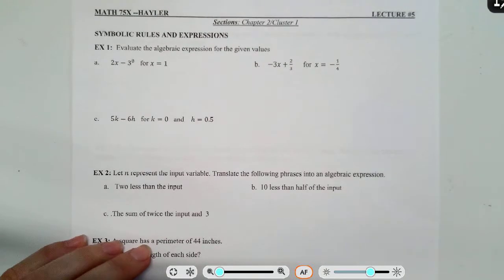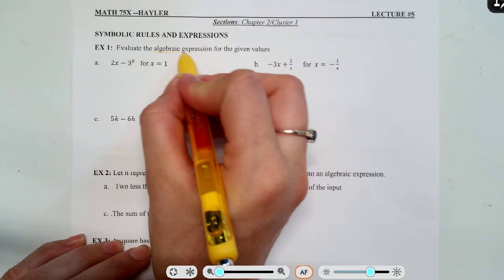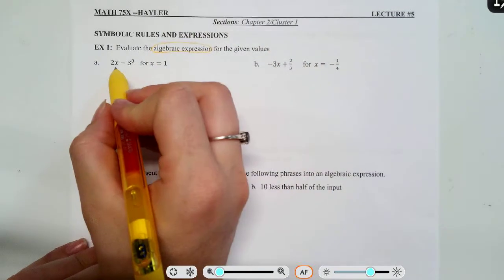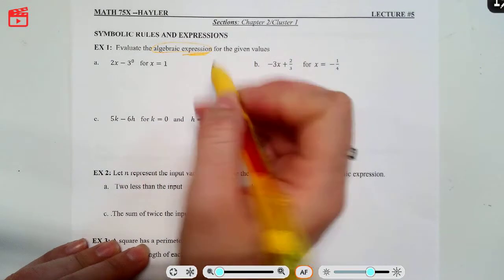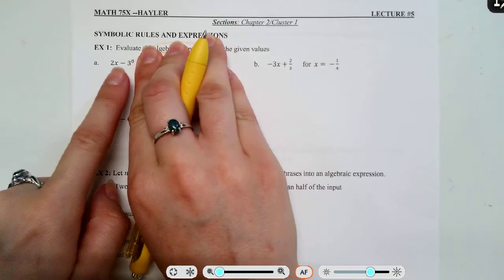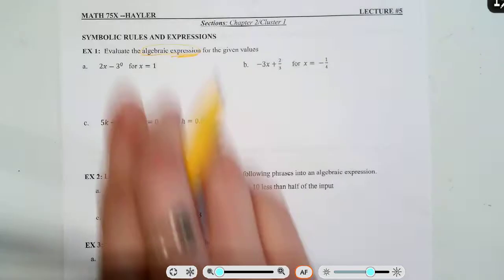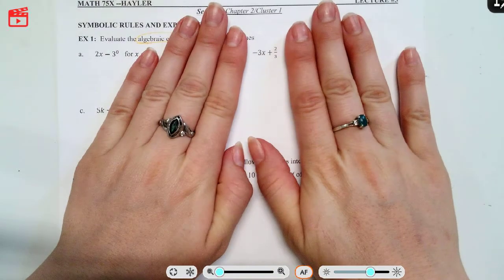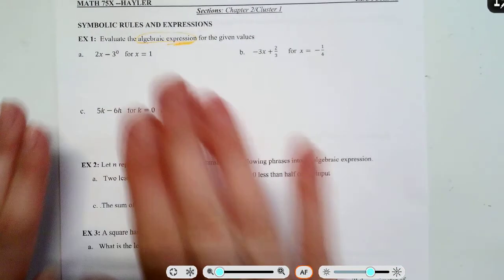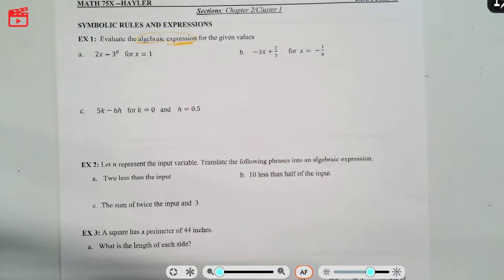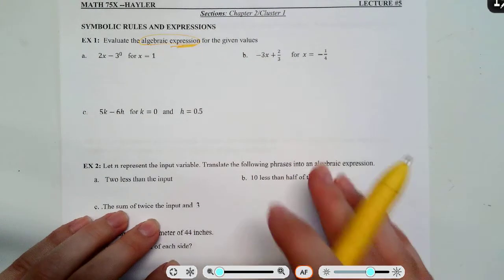Real quick. When I say algebraic expression, that is something that has a variable in it, for example, x. And since it's just an expression, not an equation, that means there's no equal sign in it. So notice that doesn't have an equal sign in it. That one also does not have an equal sign. And this one also does not have an equal sign. But they all have variables, so these are algebraic expressions. And we're solving them for the given values.